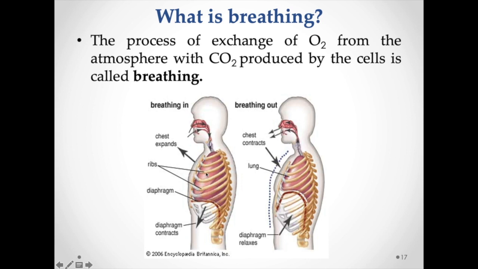So now let us start to understand how breathing takes place. You can see the shape of the diaphragm. It is straight over here. So during breathing in, the diaphragm contracts, the chest expands, and breathing in takes place. During breathing out, the diaphragm forms a dome shape. That is why it pushes the lungs upward. When it pushes the lungs upward, the chest contracts and the air moves outside. This is called breathing out.